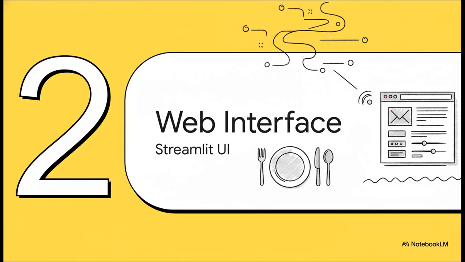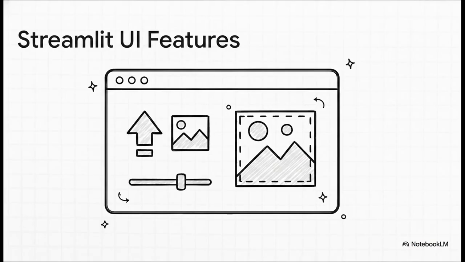Moving right along to Section 2, Streamlit, the web interface. Let's step right into the dining room of our app, because this is where the user experience actually begins. This interface is built with Streamlit, which is just a fantastic Python library for building data apps fast. Notice that the UI runs over on port 8501. This is where the user basically places their order.